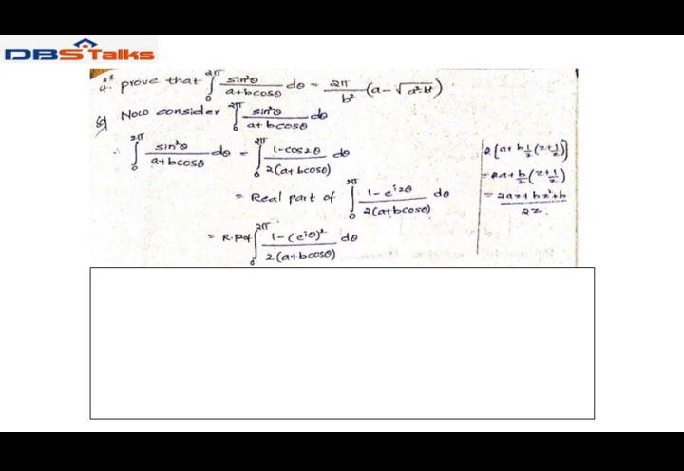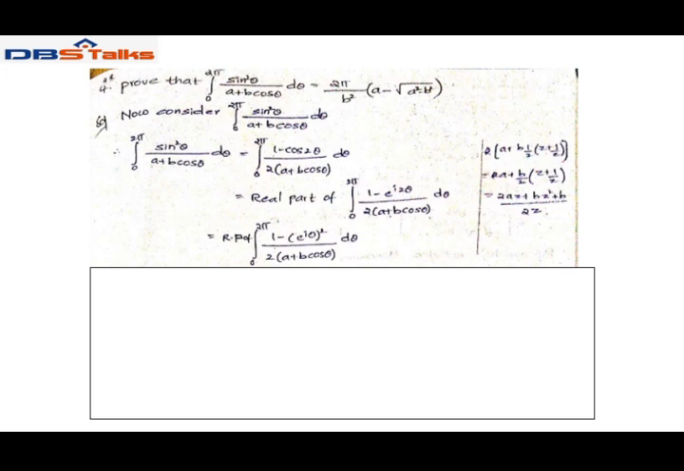Now consider integral 0 to 2 pi sin square theta by a plus b cos theta d theta. First we have to write sin square theta as 1 minus cos 2 theta by 2. Evaluating this problem directly is difficult, so we change cos 2 theta into the real part of e power i 2 theta. e power i theta is cos theta plus i sin theta, so e power i 2 theta is cos 2 theta plus i sin 2 theta. Cos 2 theta is the real part of e power i 2 theta.